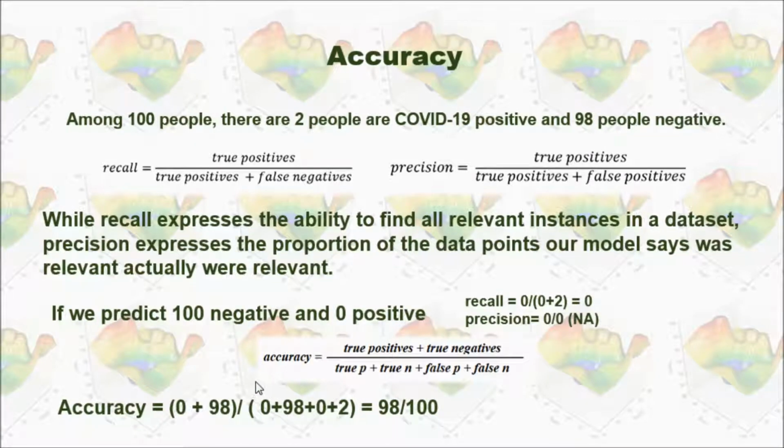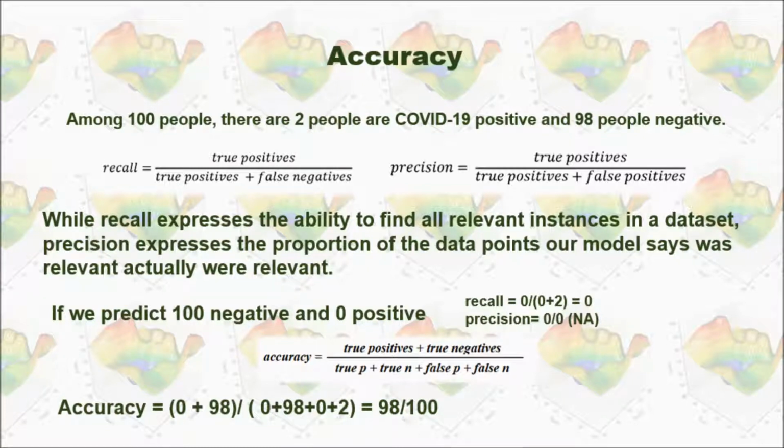Now we will define accuracy. Accuracy means in the numerator we have true positives and true negatives. That is, we include all the true values in the numerator. And in the denominator, we put true positives, true negatives, false positives, and false negatives. That means we consider all the cases. And under this condition, we will have accuracy equal to 98%.